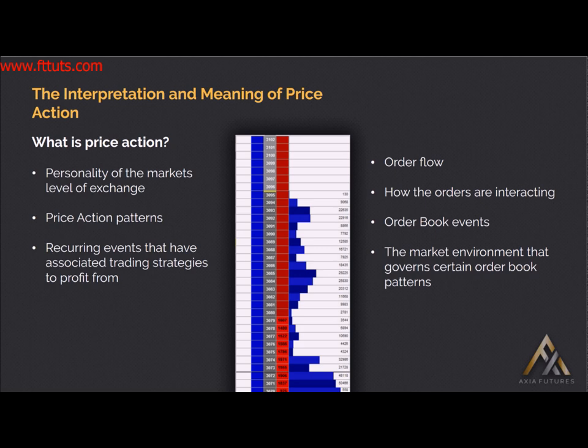And then, what are the recurring events that have associated trading strategies to profit from? As you consistently watch the ladder day in, day out, watching the price personality and how fast or how slow the orders are going through the order book, different types of order book events will emanate from the marketplace. An order book event or a price ladder pattern is just a recurring pattern that has occurred in the past, and therefore gives you the ability to execute a certain type of trading strategy to profit from it.